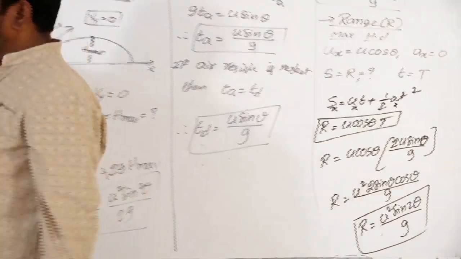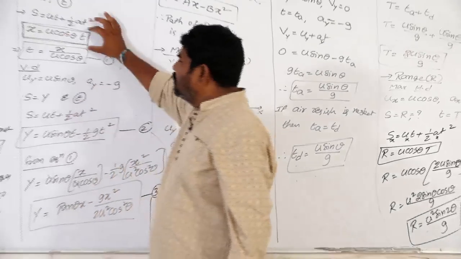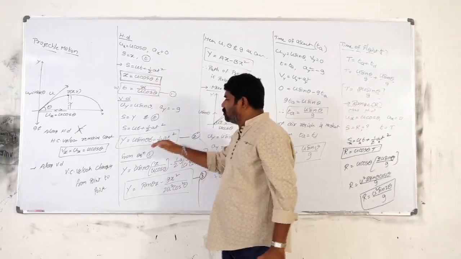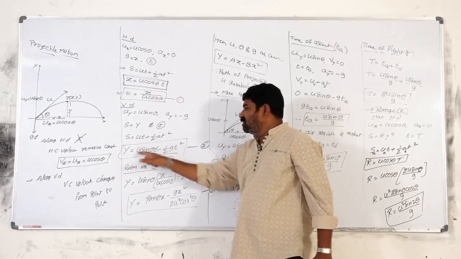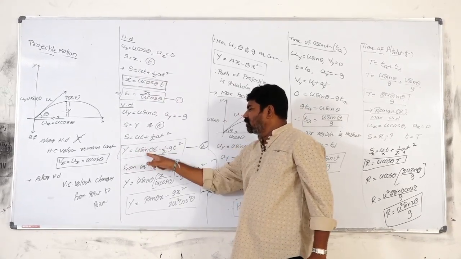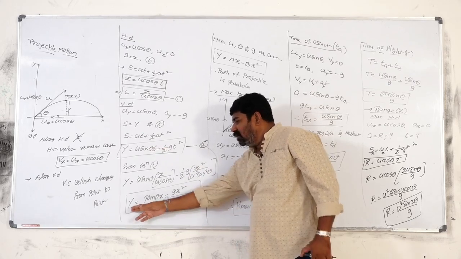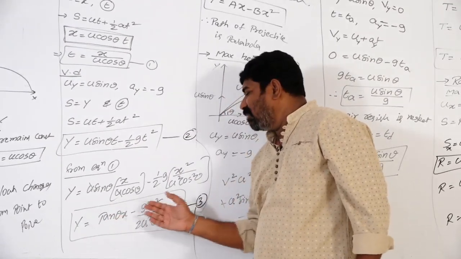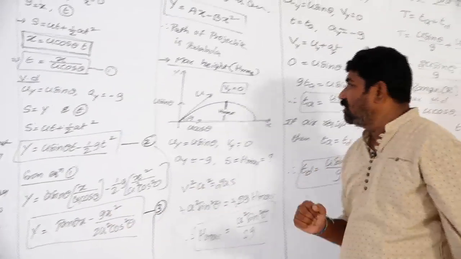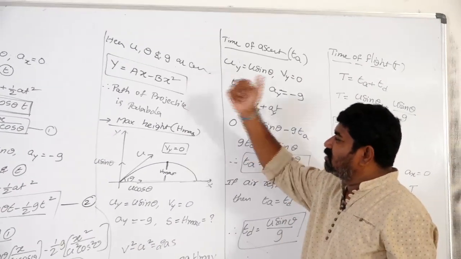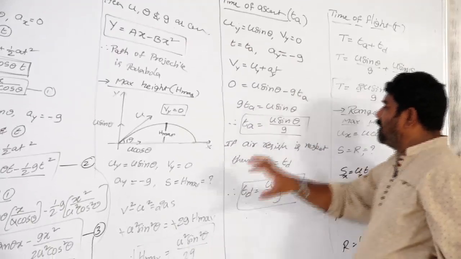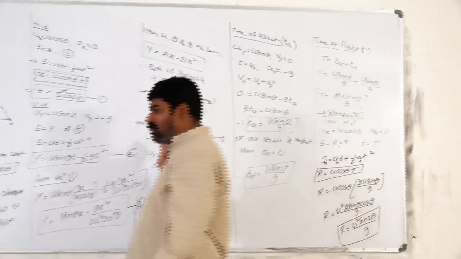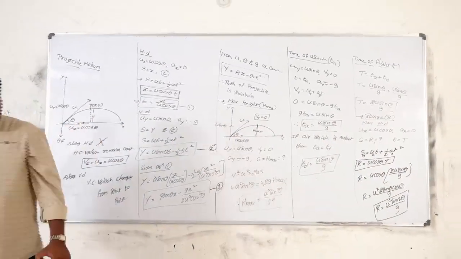In projectile motion, what is the horizontal distance traveled in t seconds formula? x = u cos θ into t. Vertical distance traveled in t seconds, y = u sin θ t − ½gt². In terms of the horizontal distance, y = tan θ x − gx² by 2u² cos² θ. Next, y = ax − bx². Maximum height, time of ascent, time of flight, and these are the formulas for the projectile motion.